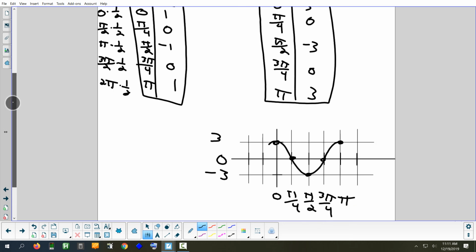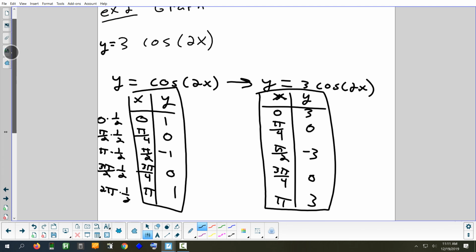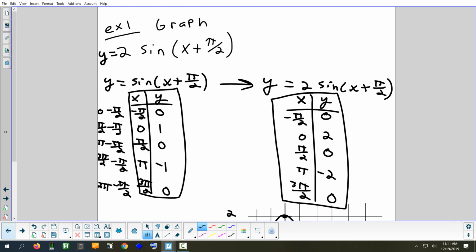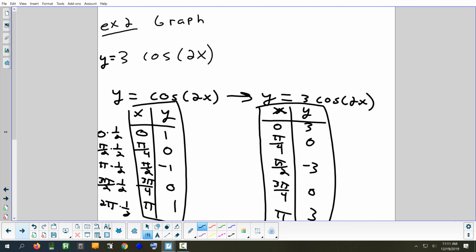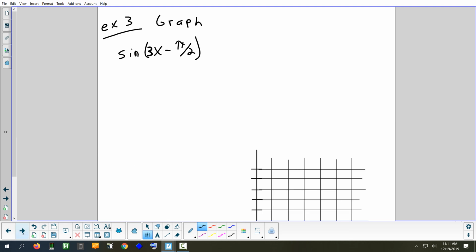Okay, any questions on that one? Okay, so we did a horizontal stretch with a vertical stretch. I don't know, does anyone want to see one more of those? No. That one would be both on the same axis. That's a horizontal shift and a horizontal stretch.